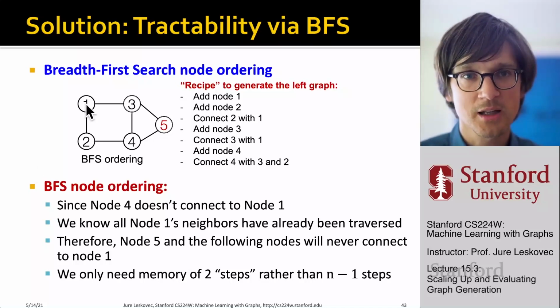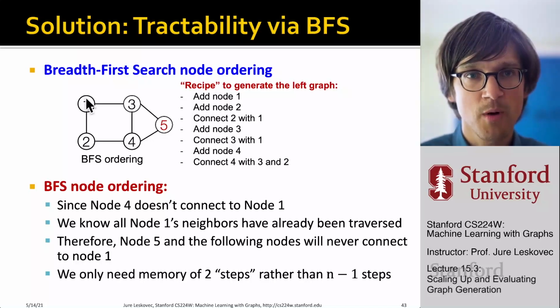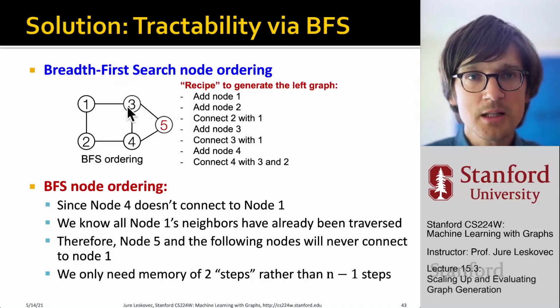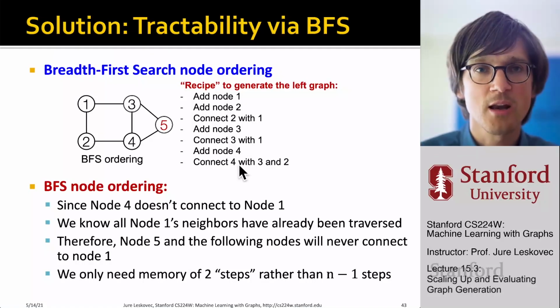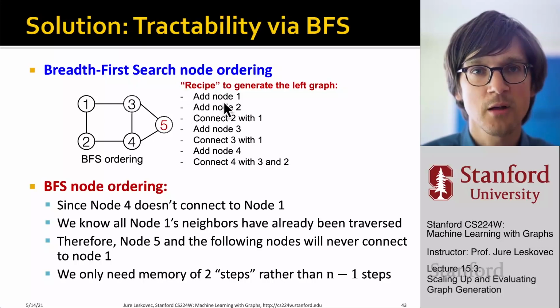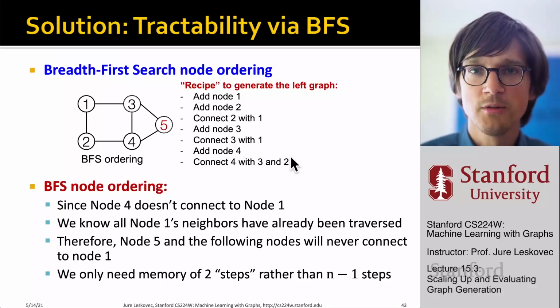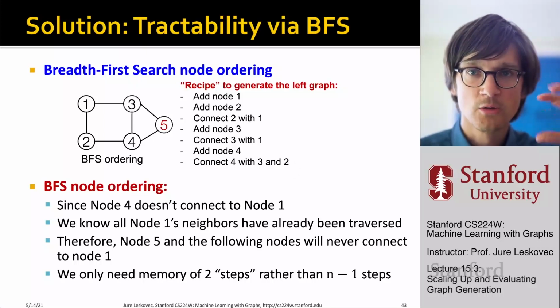Basically, we are going to start at some random node in the graph. We are going to label it as node number 1. We are going to label its neighbors as, let's say, 2 and 3, then their neighbors as 4 and 5, right? And this leads now to a much more natural recipe to generate the graph. We are saying add node 1, add node 2, connect 2 to 1, add 3, connect it with 1, add 4, connect it with 2 and 3. It's much more nicely interwoven.